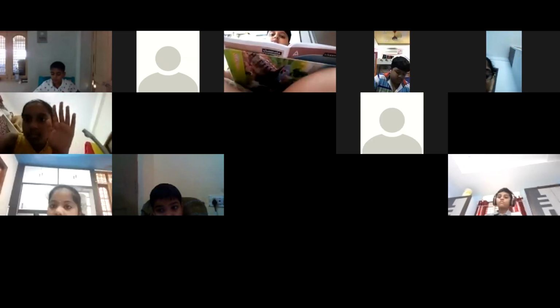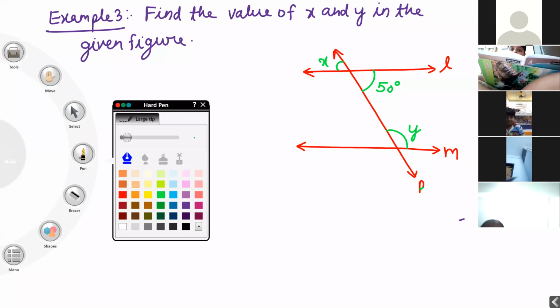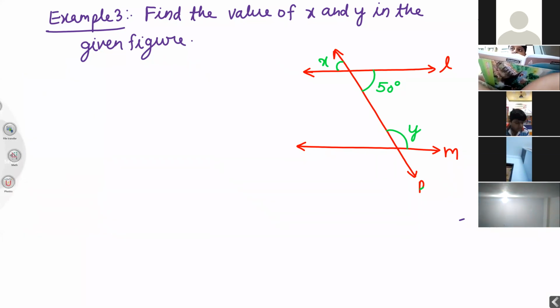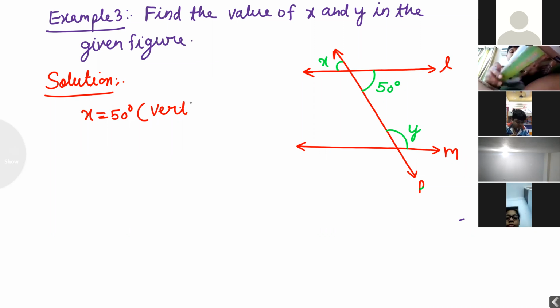Concentrate here. In this figure, we are observing the value of x is 50 degree, because 50 and x both are vertically opposite. Solution: x is equal to 50 degree. Why? Both angles are opposite to each other. Vertically opposite angles.